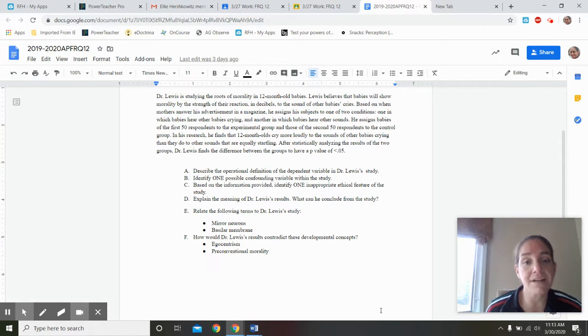So the last line of the FRQ's prompt says, after statistically analyzing the results of the two groups, Dr. Lewis finds the difference between the groups to have a p-value of less than 0.05. Okay, what that means, when you see that letter p, it means the probability that these results occur due to chance and chance alone is less than 5%. And that is the value that we establish statistical significance in psychology.